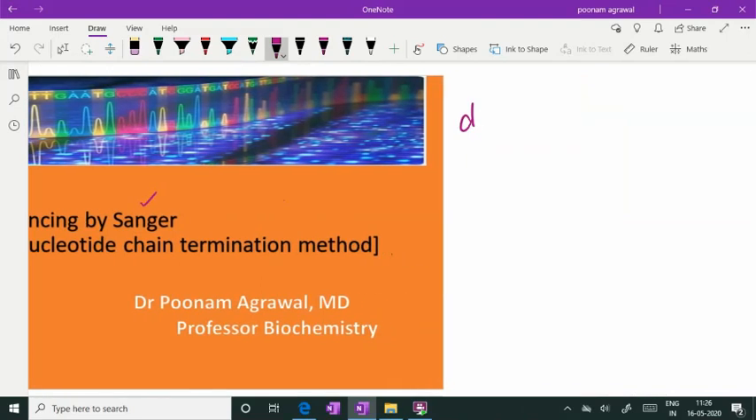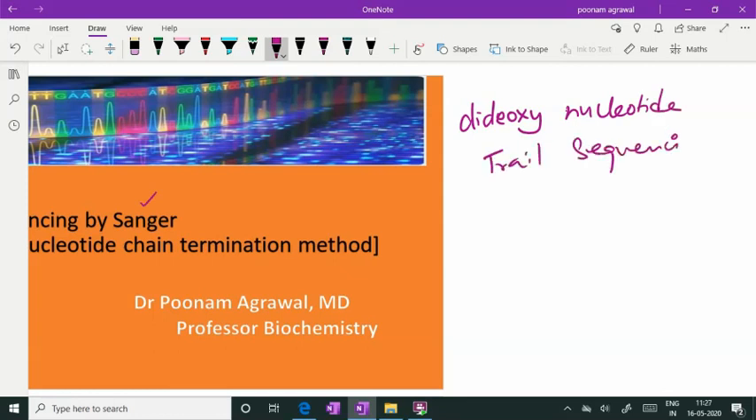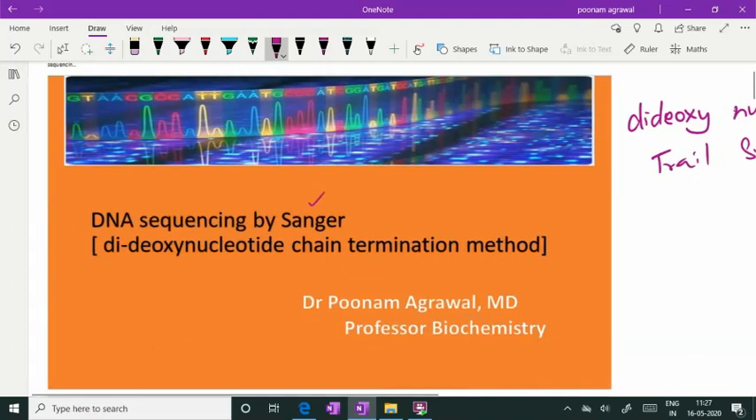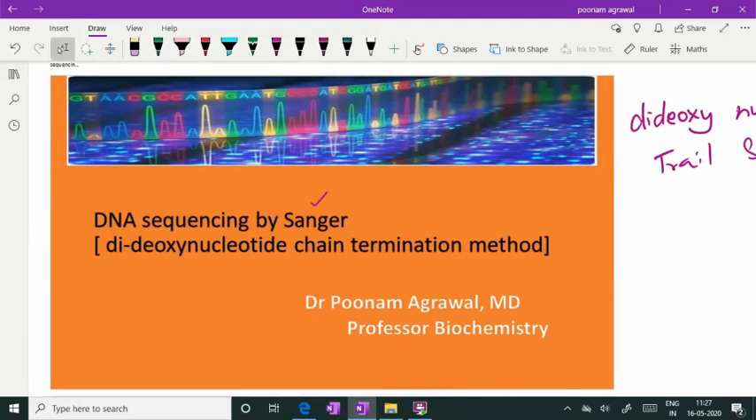The other name is dideoxynucleotide trail sequencing. This is otherwise called the dideoxynucleotide chain termination method. So this we are going to discuss.